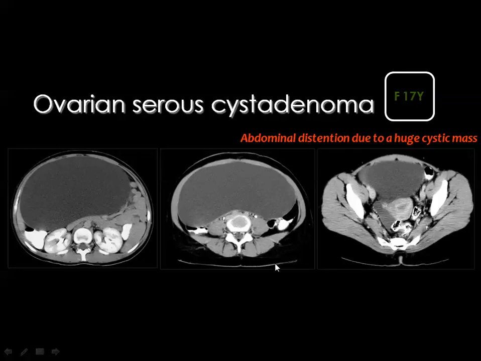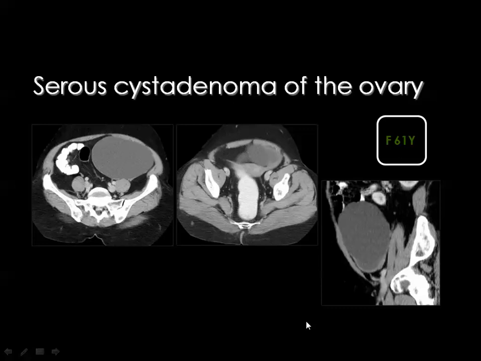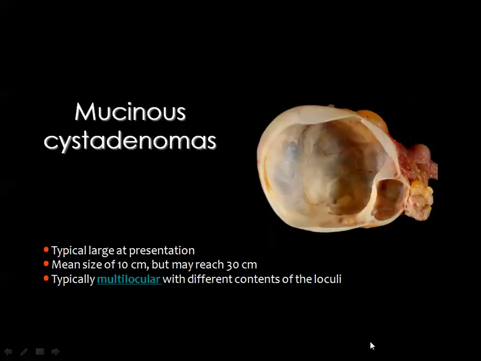And this is a good example of a female 17 years old with a big cyst occupying most of the abdominal cavity. The cyst is unilocular and fulfilling most of the criteria of the typical simple ovarian cyst. This is the serous cystadenoma of the ovary, sizable cyst with paper thin wall, clear water content, no internal septations.